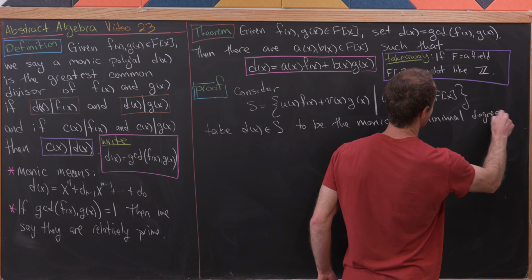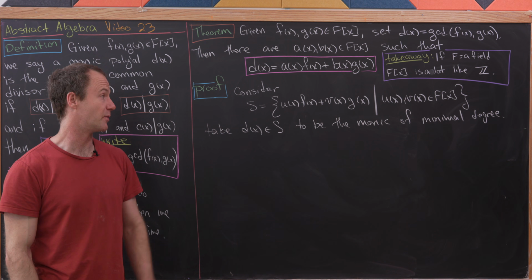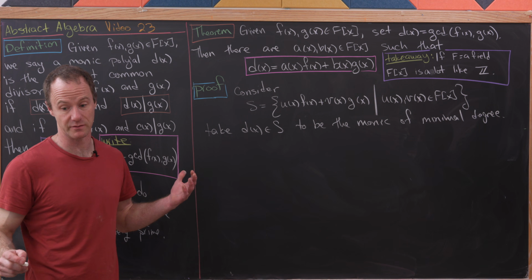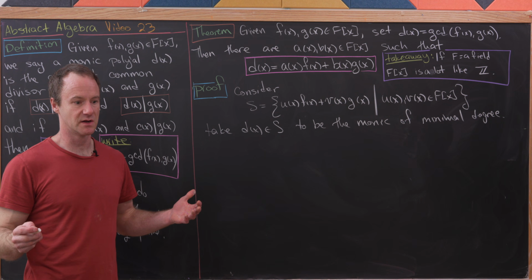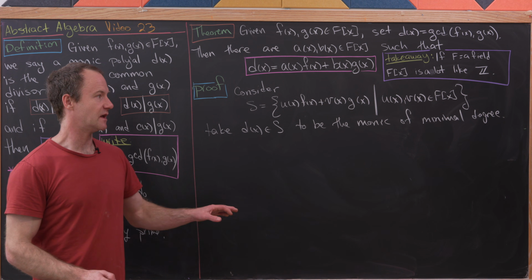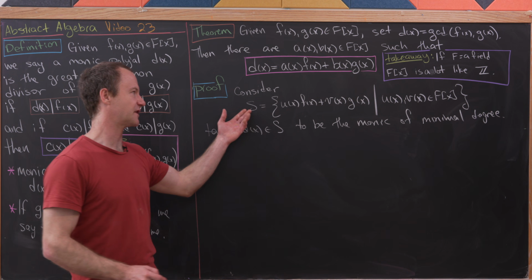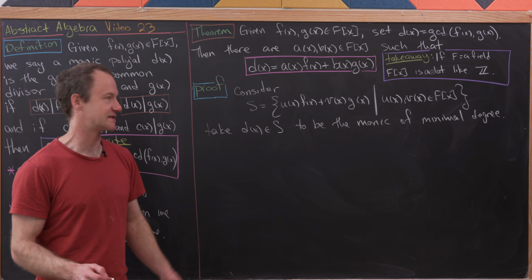So notice the fact that it's a monic polynomial means that it is a non-zero polynomial, so it's not the zero polynomial, because a monic polynomial has to have a leading coefficient of 1. So at smallest, it could be the number 1. And then minimal degree just means I look at the degree of all of these objects and take the smallest one that's monic.